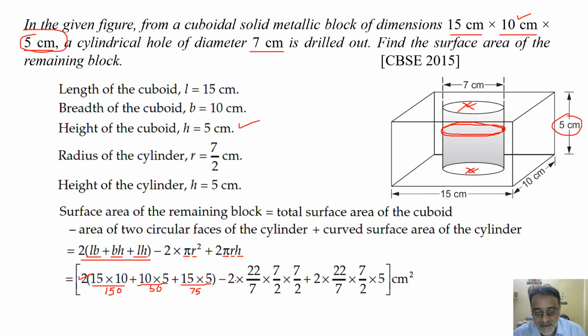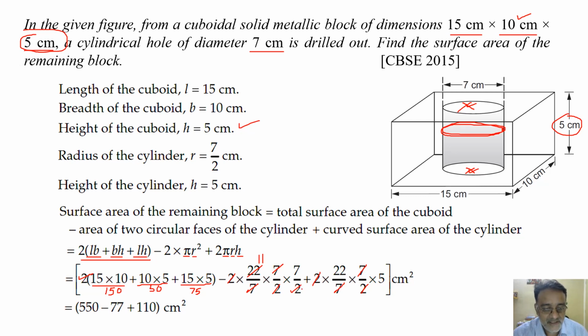Now here 1 2 will be cancelled and 1 7 will be cancelled, and 22 we can cancel with 2, so we are getting 77. So 550 minus 77, here 1 2 will be cancelled and 1 7 will be cancelled, and we are getting 22 into 7, that is 110. So ये step clear है, 550 minus 77 plus 110.